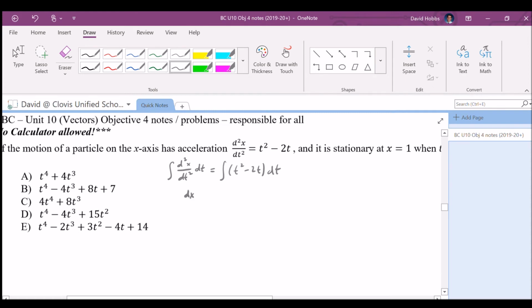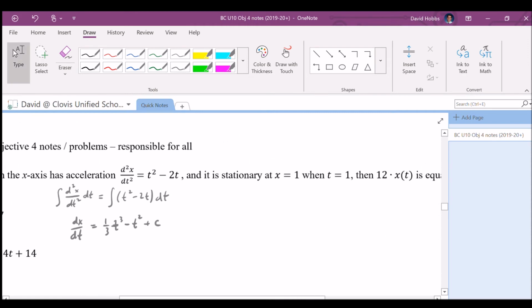Of course, we get dx/dt, and I get 1/3 t cubed minus t squared plus a constant. Don't forget plus c. Okay, now it's stationary at x equals 1 when t equals 1. So stationary, that's telling me that dx/dt equals 0 when x equals 1 and t equals 1.